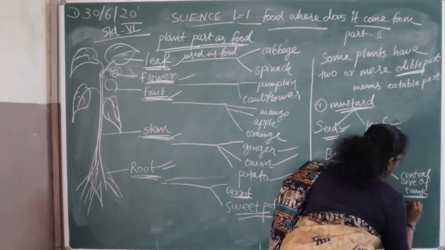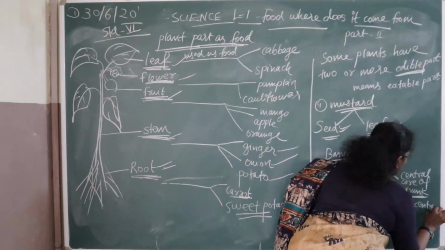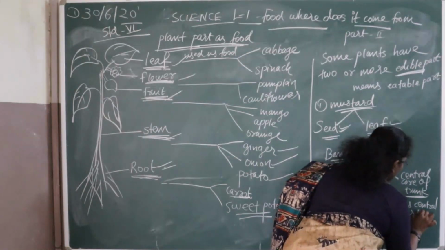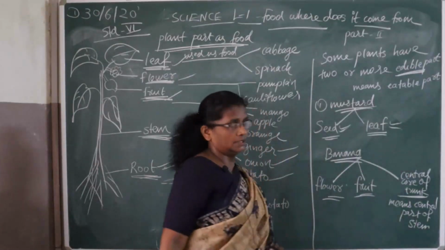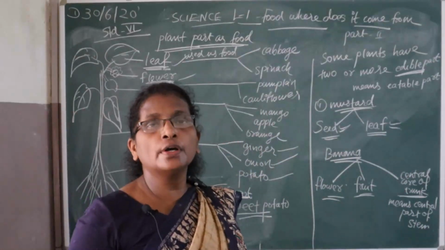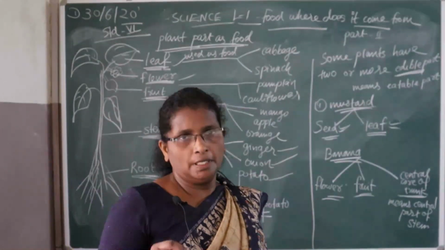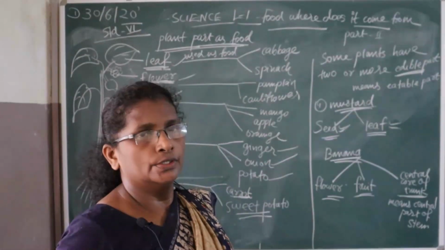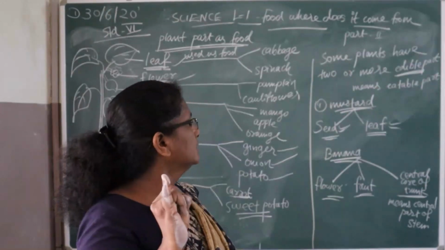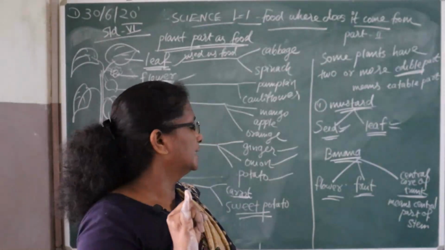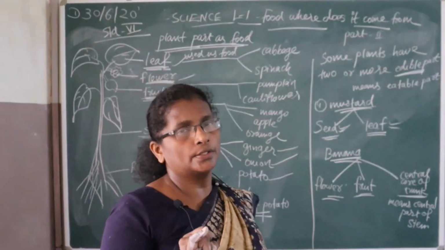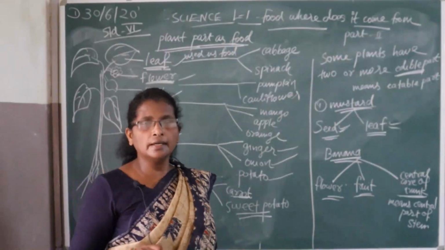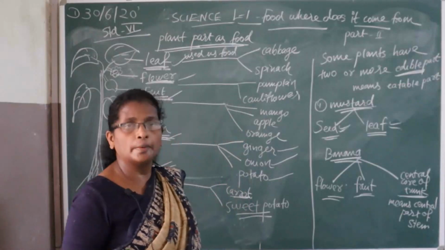Central part of the stem. In some plants, there are 2 or more edible parts. In mustard, seed and leaf are edible parts. In banana, the fruit, flower and central part of the trunk. These are the edible parts of banana.